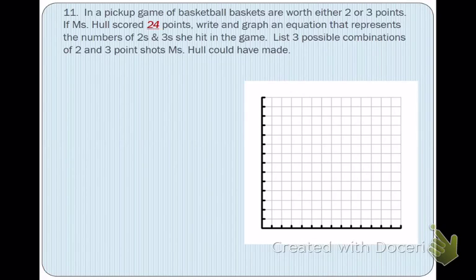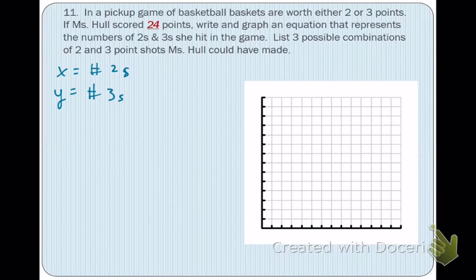So my question is this. If you're playing basketball and you've got 24 points, is it possible that you could have hit all 2s? Sure. Is it possible that you could have hit all 3s? Sure. Could you have had a combination of 2s and 3s? Absolutely. So we need to figure out what possible combinations there were. Well, we don't know how many 2s she hit. We don't know how many 3s she hit. So those need to be our 2 variables. X is your number of 2s. Y is your number of 3s.